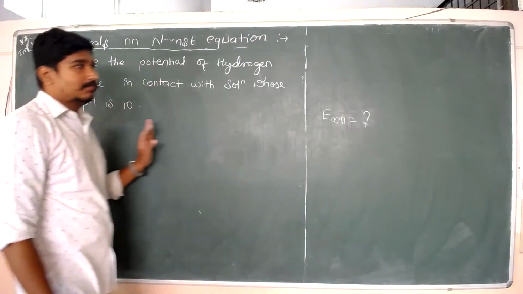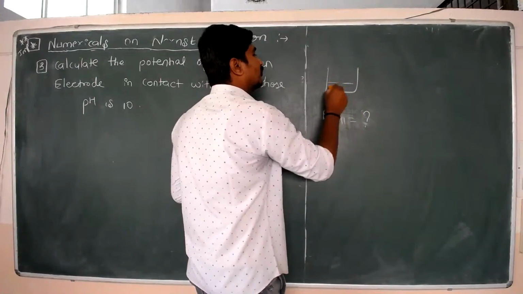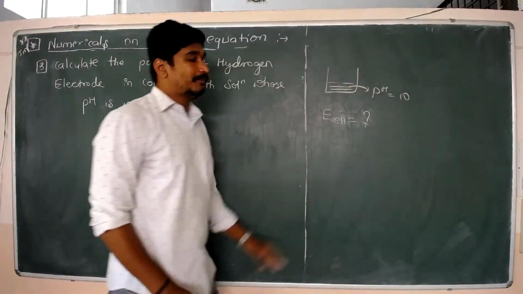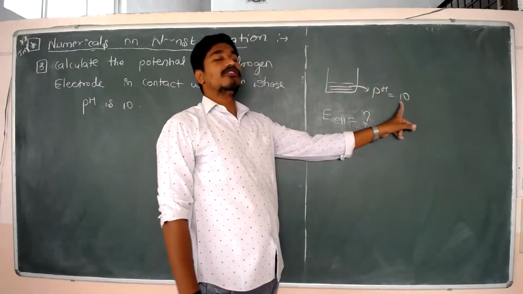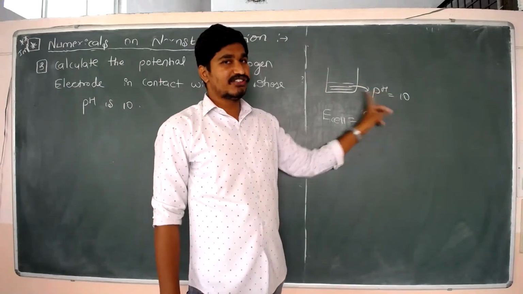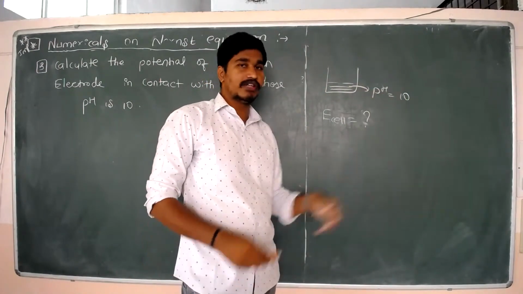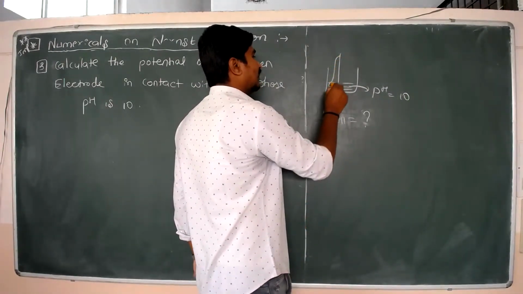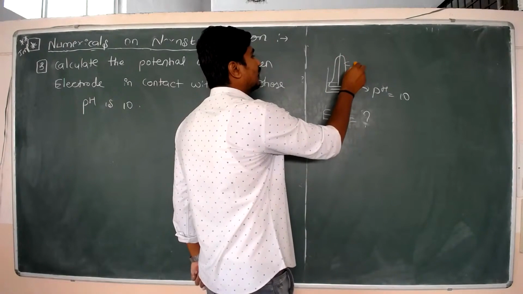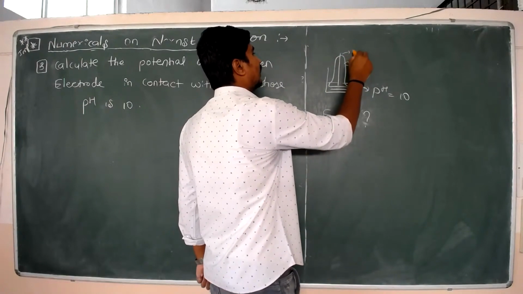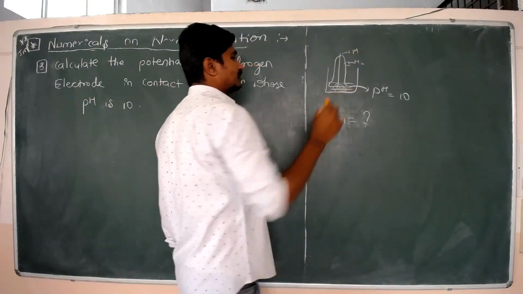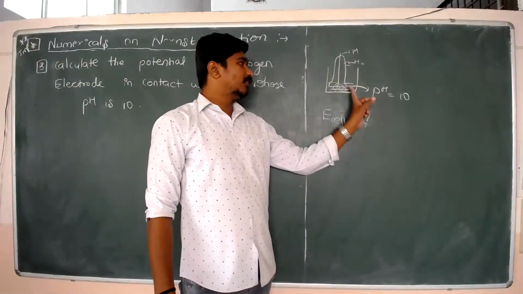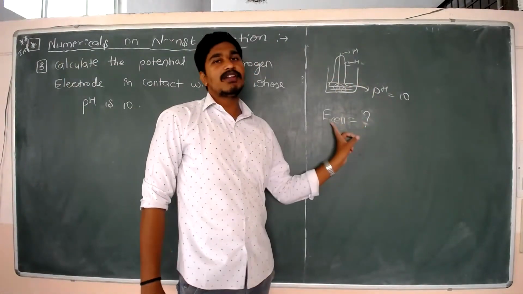whose pH is 10. Means, for example, this one is the solution. Their pH is given already. How much is it? 10. The pH of the solution is given, pH is equal to 10, but he is not giving the concentration of the solution. Correct? Here the hydrogen electrode is there. Platinum coil is there, and this one is the glass tube. Inlet hydrogen gas. This one is platinum foil. Correct? Now he is asking: if the solution pH is equal to 10, what is the E cell value?